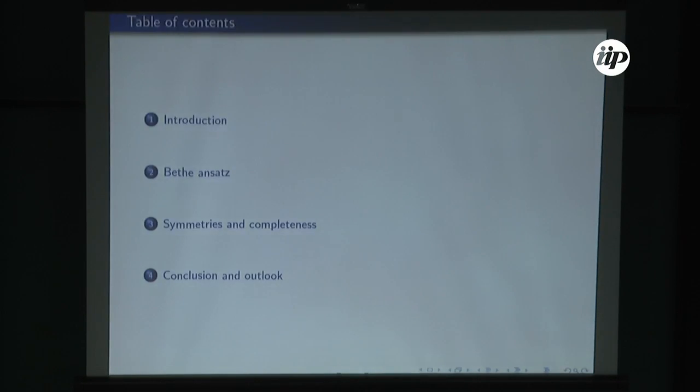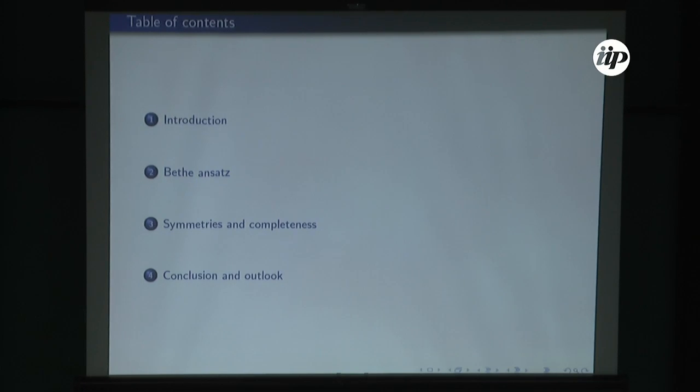And so basically what we did, we introduced a new model, a new chain model. So first I'm going to define this model. I'm going to address the question of solving this model by Bethe ansatz. So this model, a bit surprisingly, turned out to be integrable, and we solved it by Bethe ansatz.